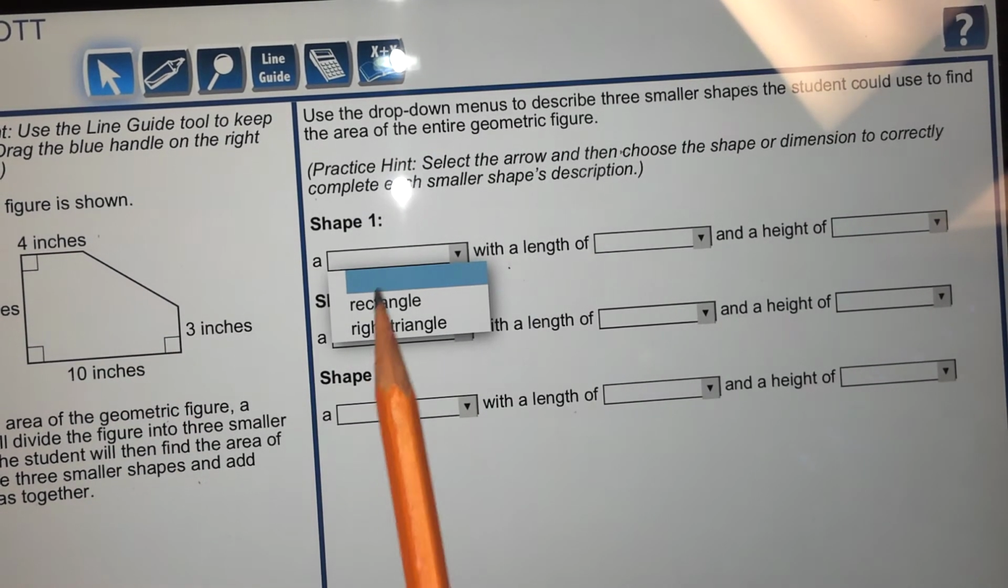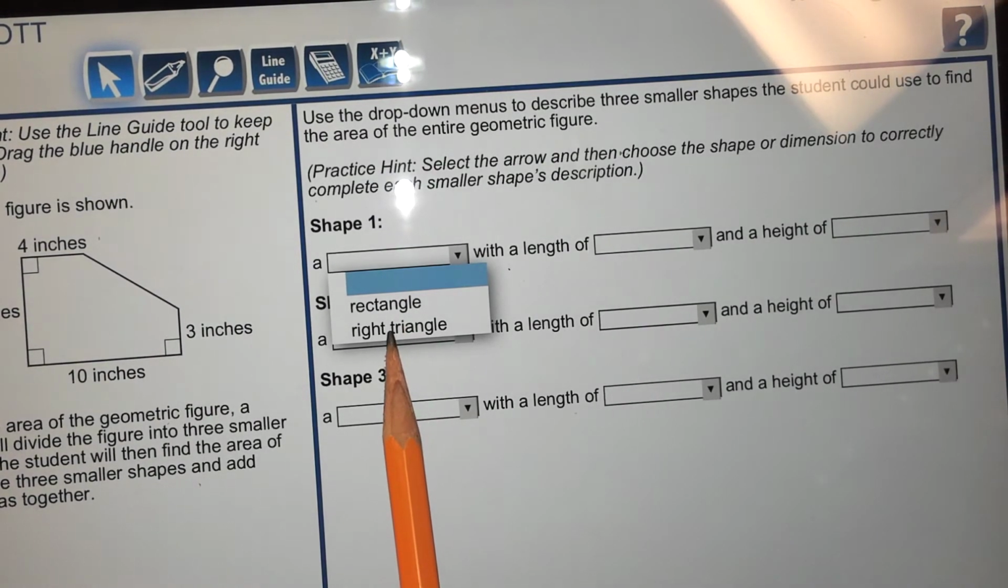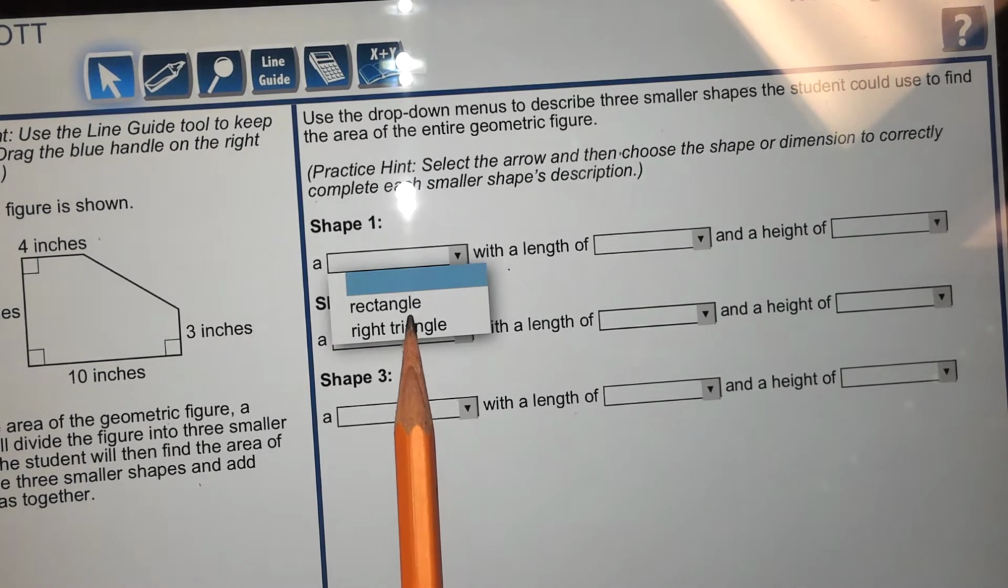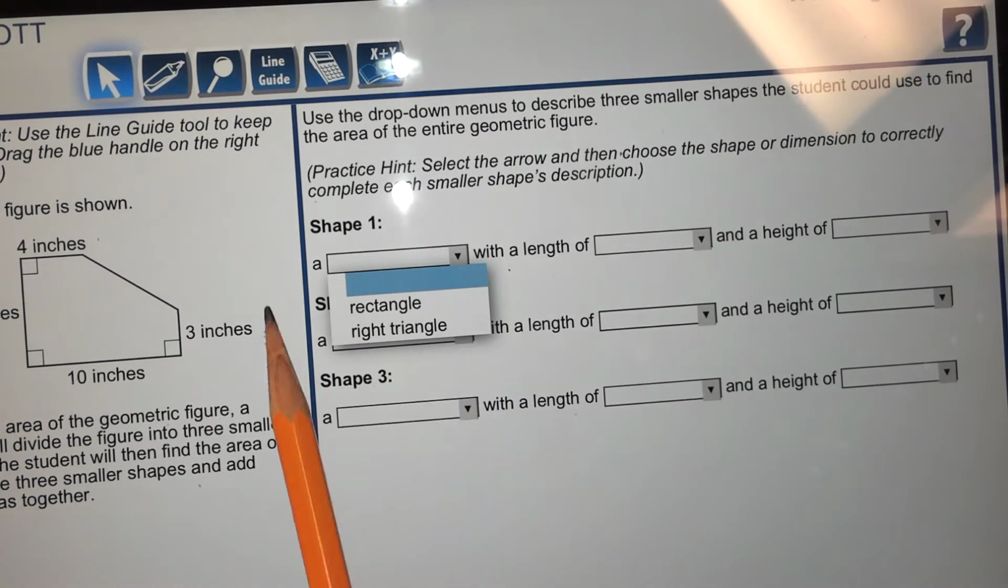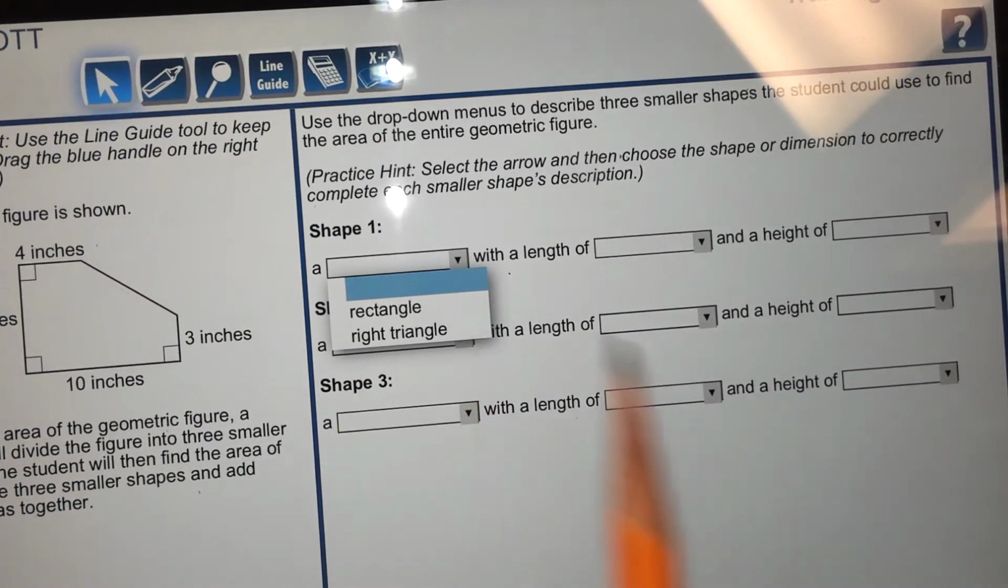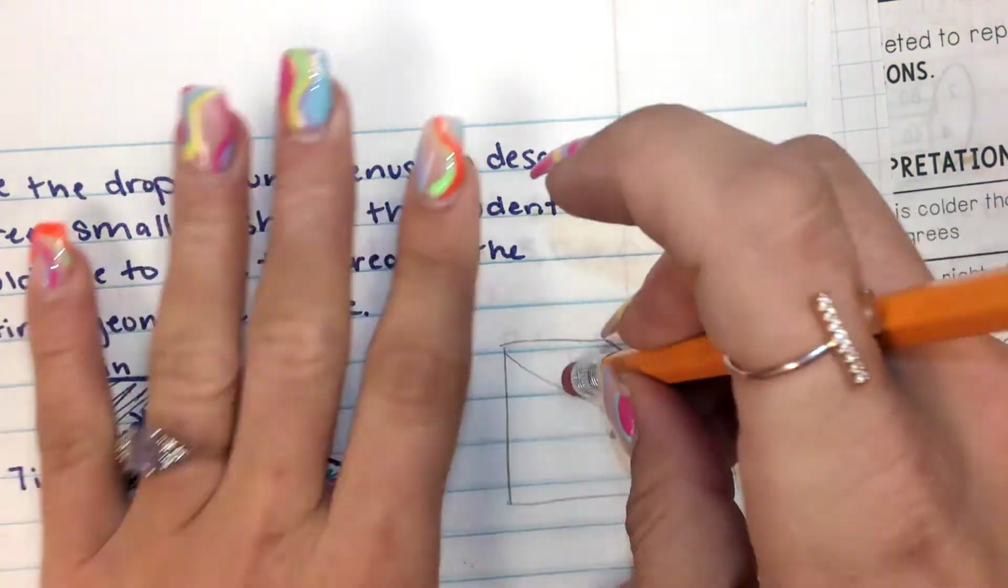But he has 3 shapes. Why are there only 2? If he had 3 shapes in here, why are there only 2 options? Because there are 2 rectangles. He can make 2 rectangles and a triangle. Okay? So we go to this and see how can we divide it.